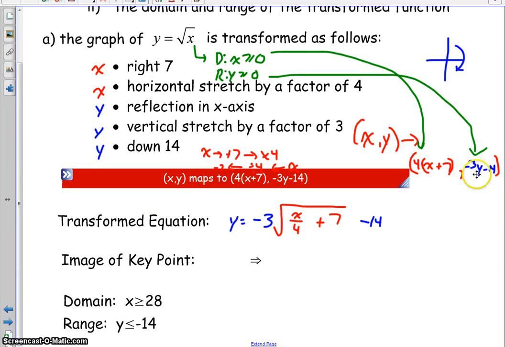However, I multiplied by negative here, so the direction of my sign has changed from greater than or equal to, to less than or equal to.